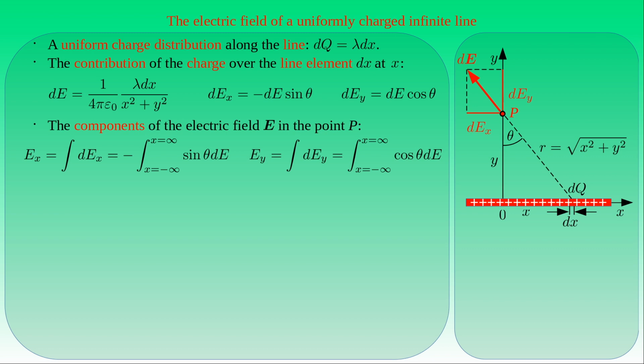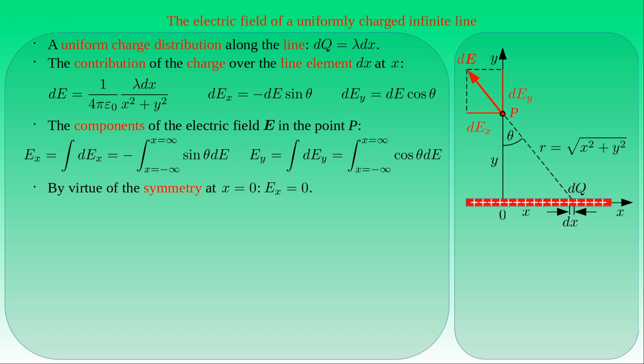Since the geometry of the infinite line is reflection symmetric about the origin, for each charge element on the left-hand side of the origin there is a corresponding charge element on the right-hand side. Then the electric fields created by these charge elements on both sides have the same magnitudes. Their y components point in the same direction but their x components point in opposite directions. As a result, these infinitesimal contributions to the net electric field cancel each other out in the x direction. That is, the x component of the electric field strength vanishes and it has only a y component.